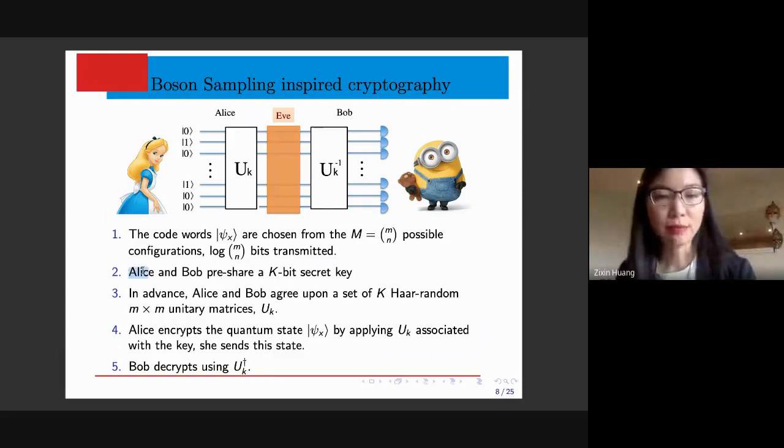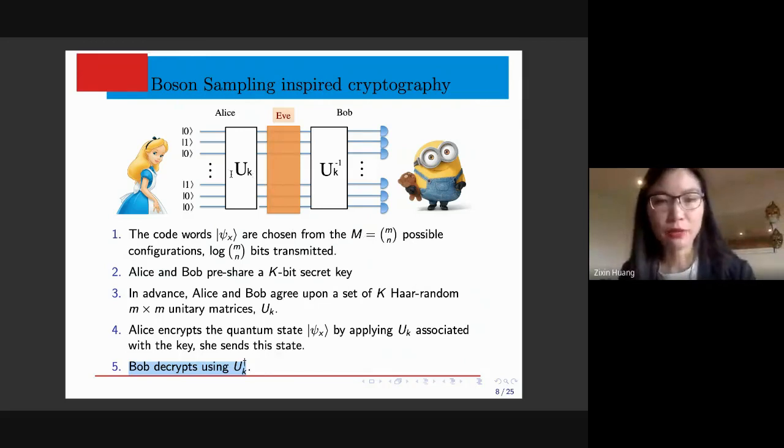Okay, so Alice and Bob pre-share a k-bit unconditionally secure secret key. In advance, but not necessarily in secret, Alice and Bob agree upon a set of k random m by m unitary matrices, U_k. After the state preparation of psi of x, Alice applies the unitary U_k associated with the key, and then she sends this state to Bob. Upon receiving the state, Bob decrypts using U_k dagger, and then he measures the state at the output by photon counting.